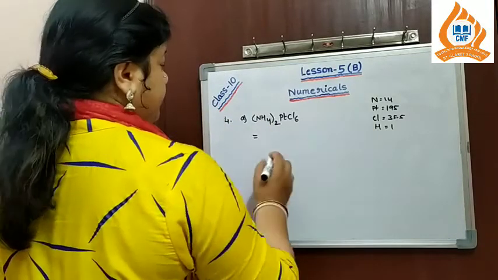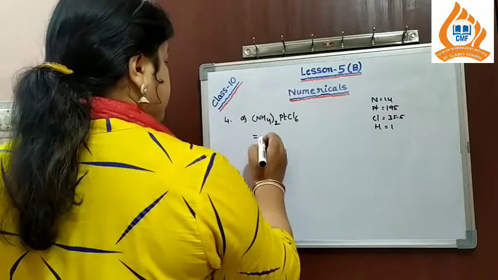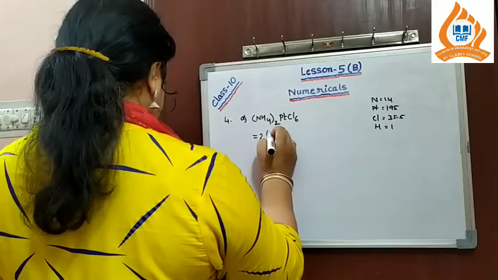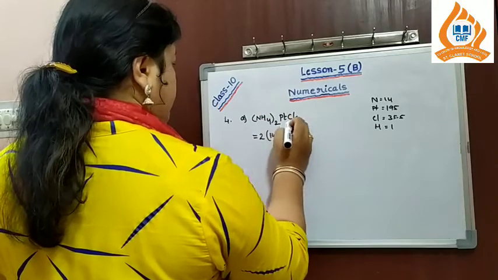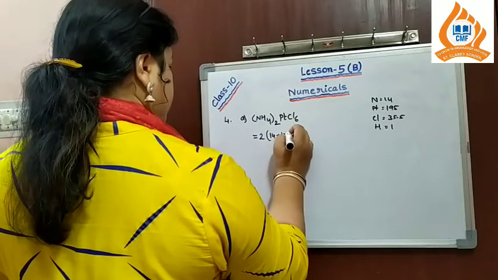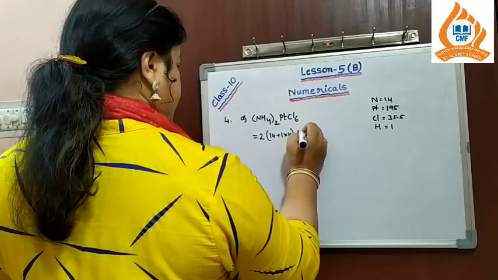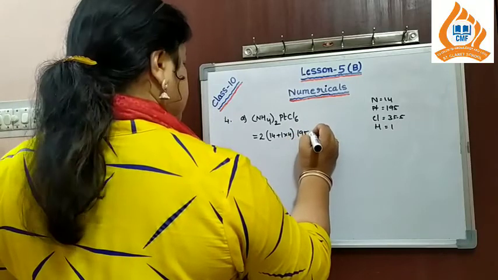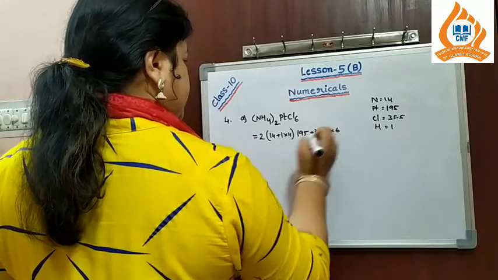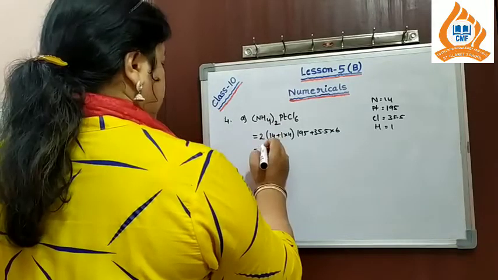So let us do it. First of all, put in the values. (NH4)2PtCl6. That means this is 2 times, so we write 2, then N is 14, plus this 4 times, that means 1 into 4. Close the bracket. Platinum is 195, plus 6 times 35.5. 35.5 into 6, this is the calculation. Okay, now just add up all.